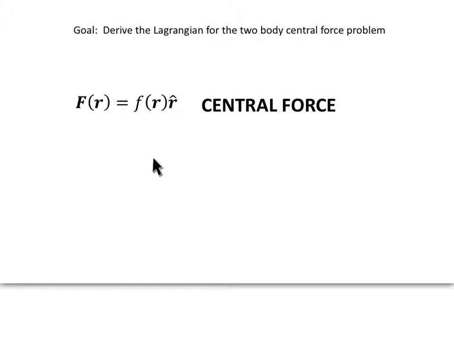Mathematically, central forces are represented as a function of the vector r times r hat, which means that the magnitude of the force depends on the displacement vector and the direction of the force is parallel to r hat, the unit vector that defines the line between the two bodies. Central forces are called central forces because there is a fixed force center. That is, when the displacement vector is 0, the central force is 0, setting a force center.